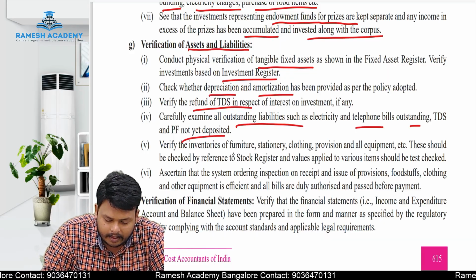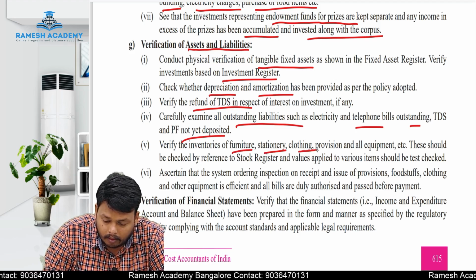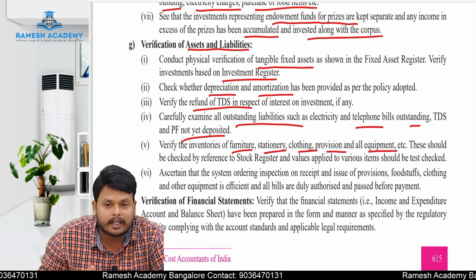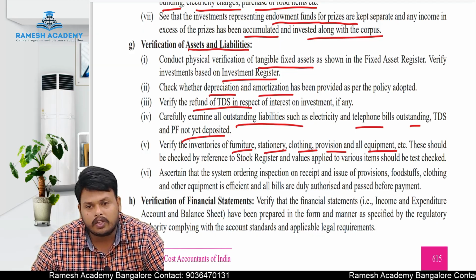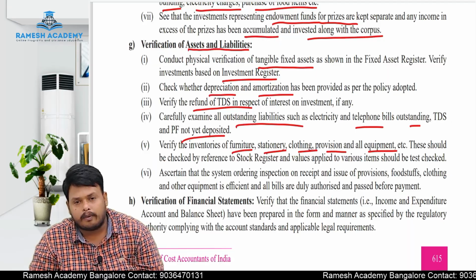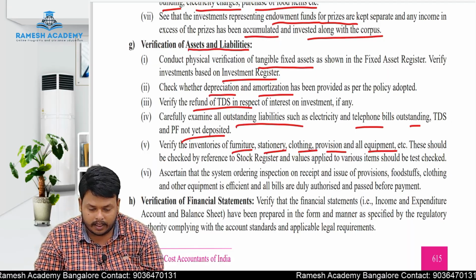Verify the inventories such as furniture, stationery, clothing, provision and all equipment, etc. Clothing is nothing but uniform. So this should be checked with reference to the stock register. All these things should be verified by the auditor by using the stock register.